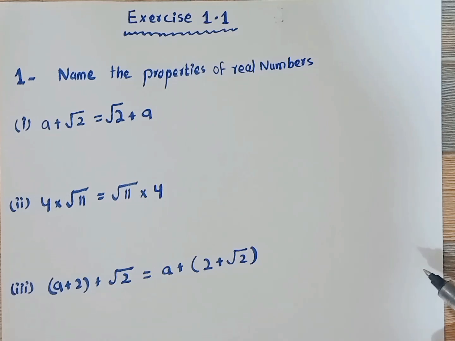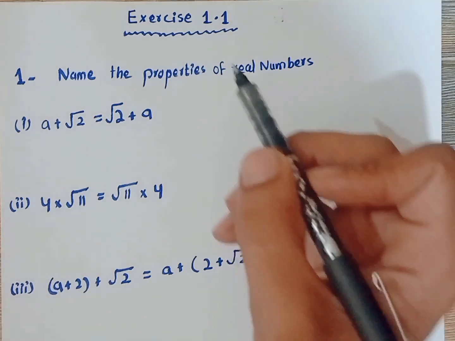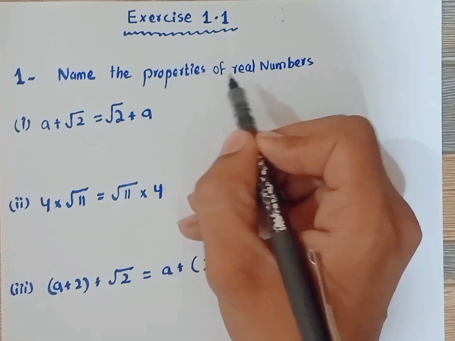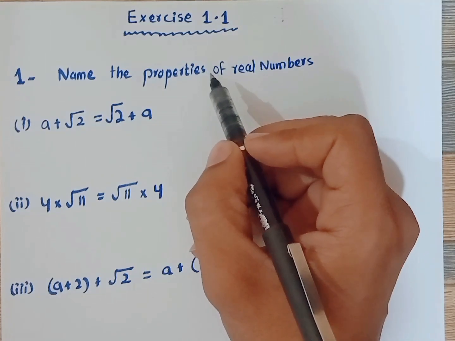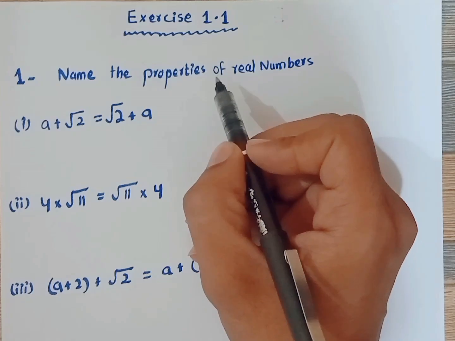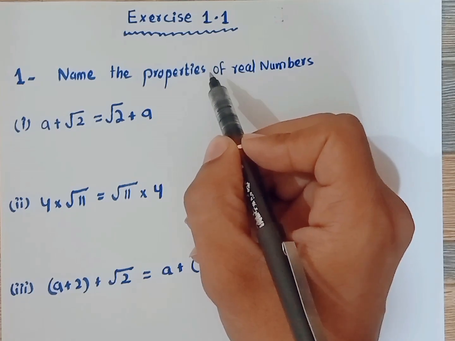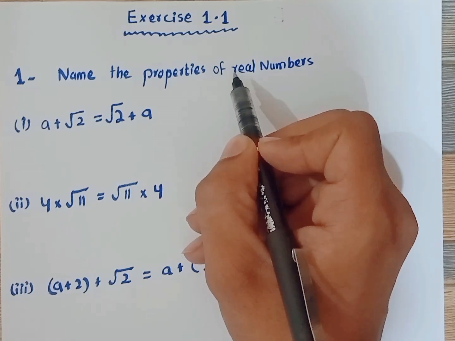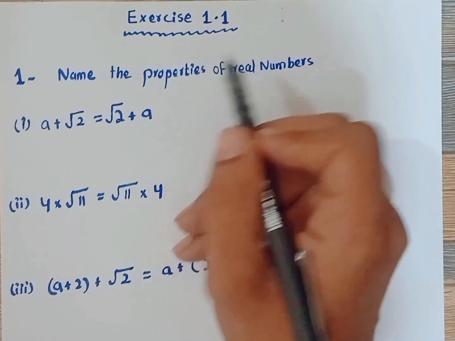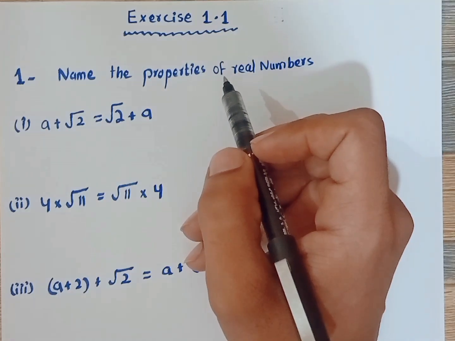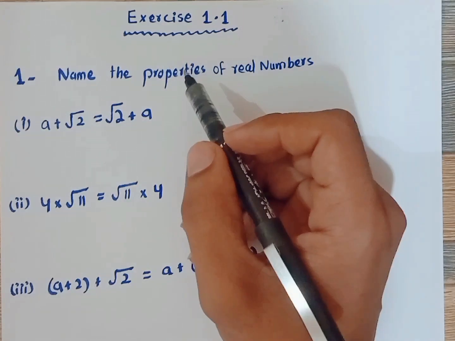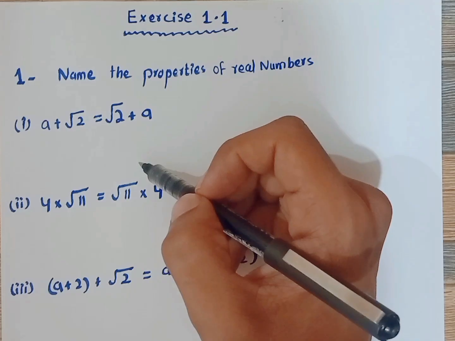So today I am going to start exercise 1.1 of chapter 1, real numbers. In the previous video lecture I discussed the properties of real numbers. The properties of the real numbers are the multiplicative property, additive property, commutative property, or associative property with respect to multiplication and with respect to addition. So these were the properties of real numbers. Now we will be using these properties in this exercise.